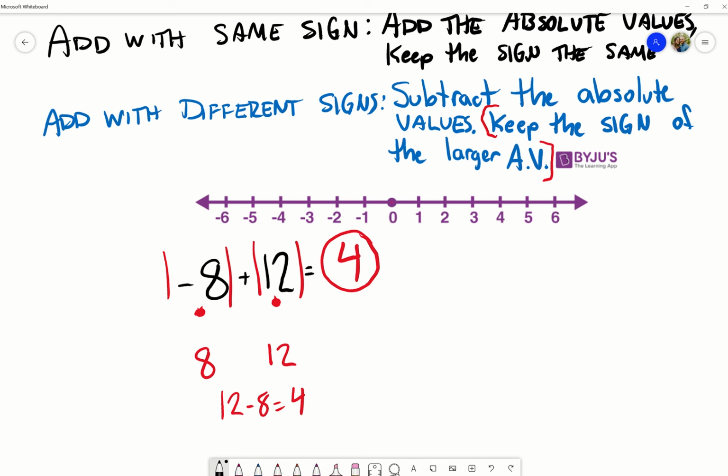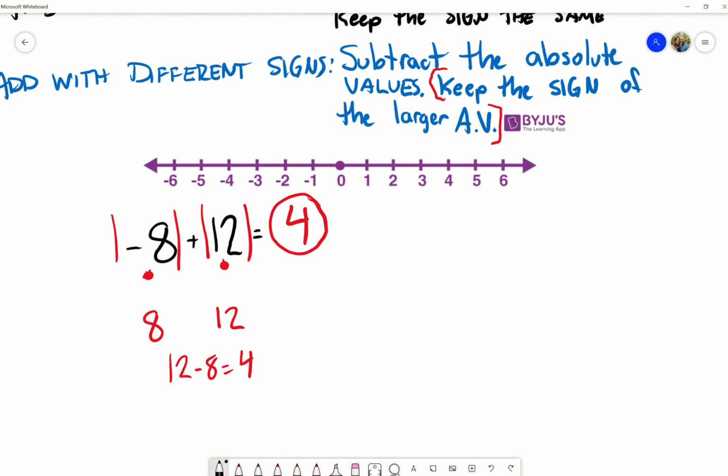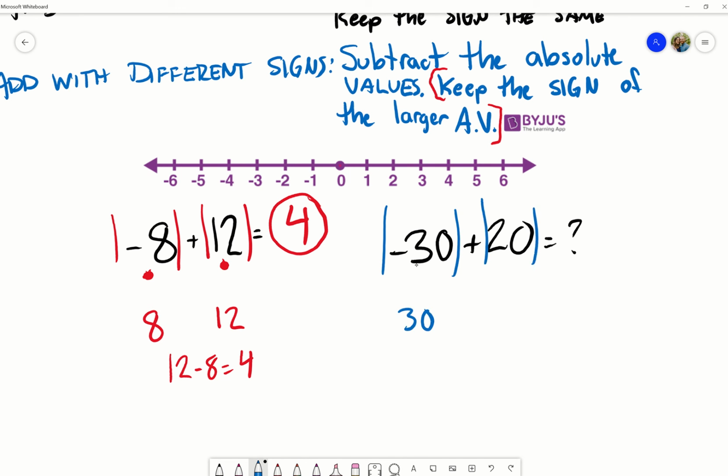Let's say I had, I really just want to get rid of this little number line thing here, but it is what it is. Let's say I had negative 30 plus 20. Negative 30 plus 20. All right, well, I have different signs, so I'm going to subtract. I'm going to find the absolute value of negative 30, which is 30, the absolute value of 20, which is 20, and I want to subtract them.